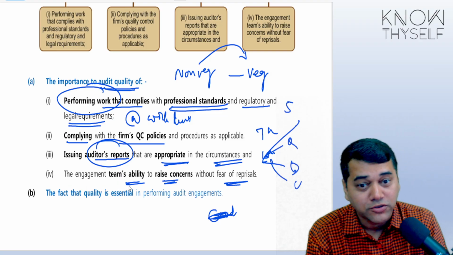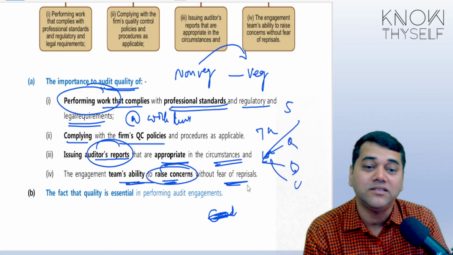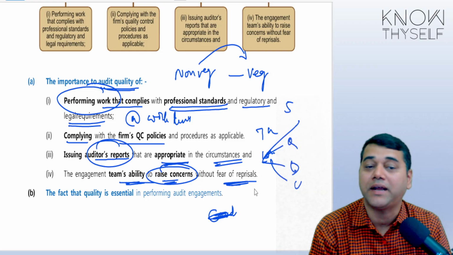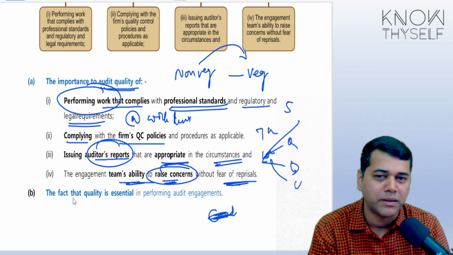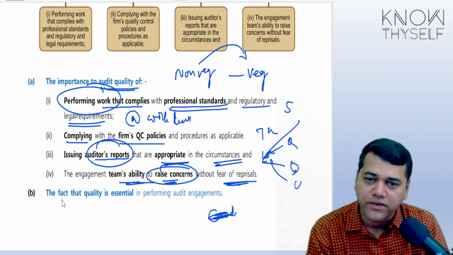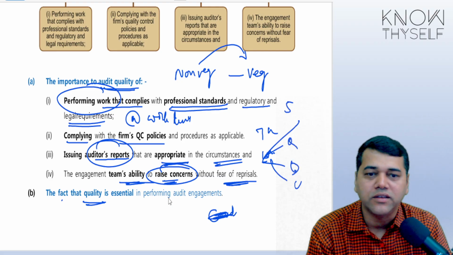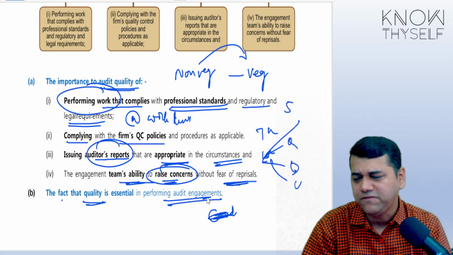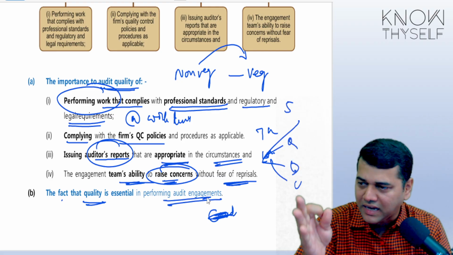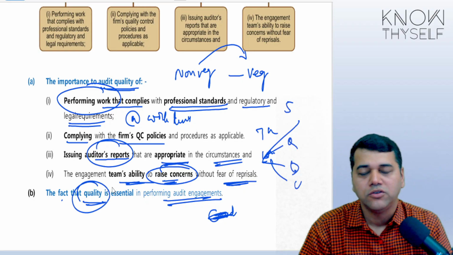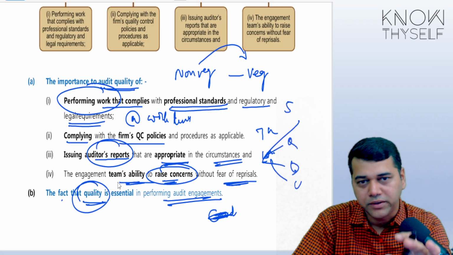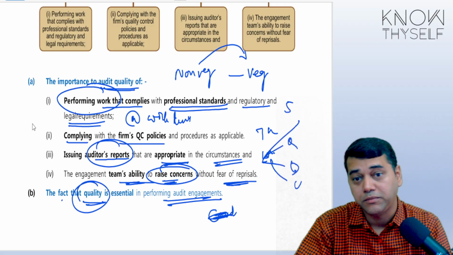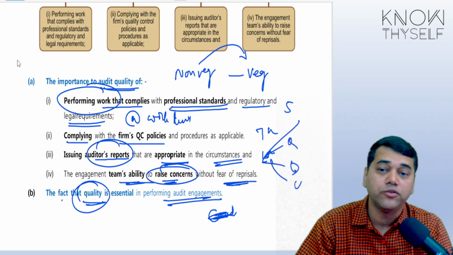The engagement partner should see that the team can raise concerns without any fear of reprisals. Just an analogy, so that you can remember. And ultimately, you have to emphasize that quality is essential in performing the audit. That means in every single behavior, every single act, you bring quality. So this is the responsibility of an auditing engagement partner. I hope it's clear.